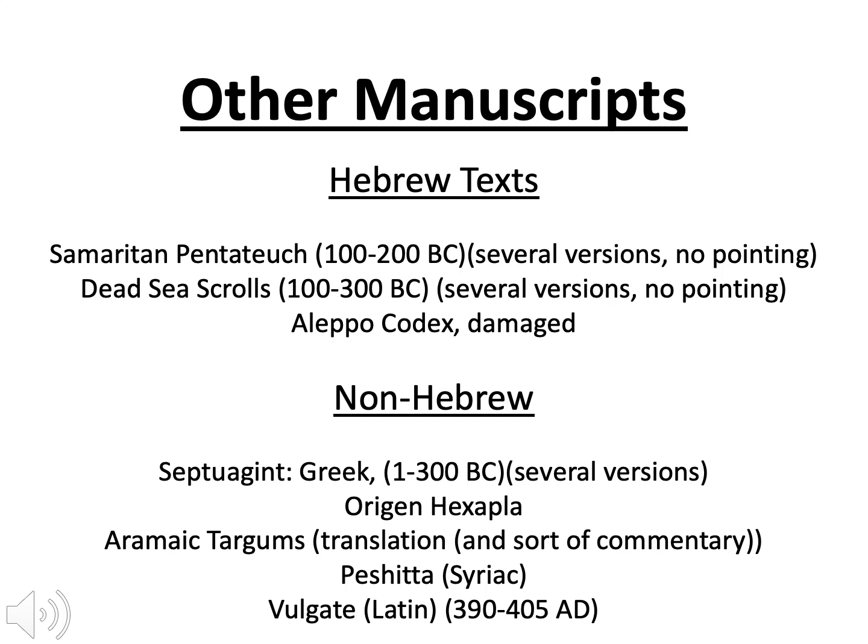Among the non-Hebrew texts, the most important is the Septuagint, the Greek translation from sometime in the first 3 centuries BC. Again, there are several versions of the Septuagint, each of which will be noted differently in the footnotes of the BHS. One of the more important versions of the Septuagint is found in Origen's Hexapla.